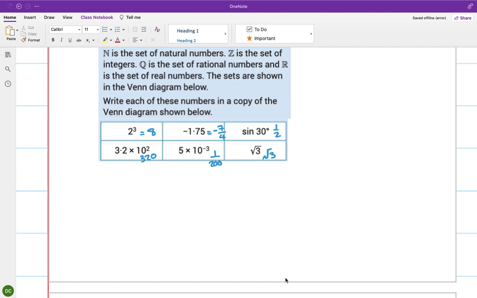And if you know your sets, you should know where they go. So this is natural. So I'll pop that in there. This is natural.